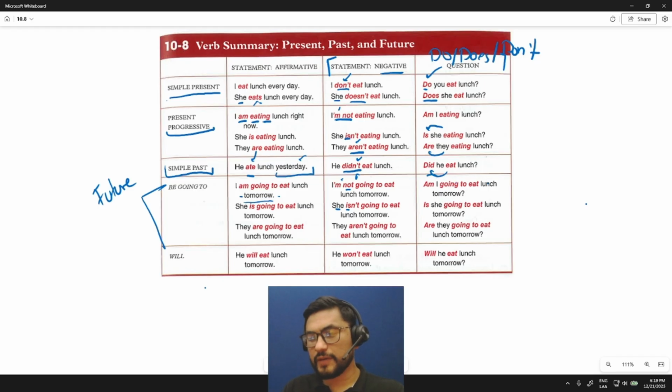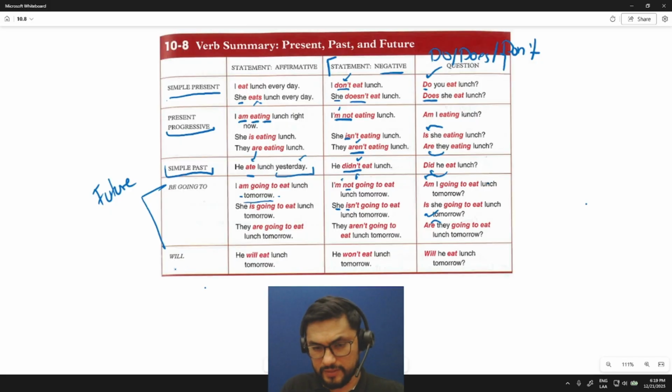Question form, again, we're going to use our auxiliary. Or if we have the verb to be, we're going to use our verb to be and slide it to the front. Am I going to eat lunch tomorrow? Is she going to eat lunch tomorrow? Are they going to eat lunch tomorrow?